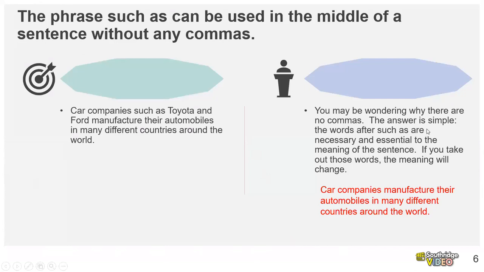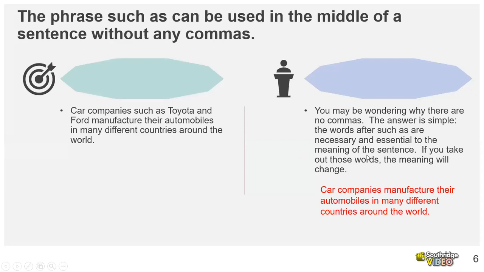Okay, here is the explanation. You may be wondering why there are no commas. Kenapa ini? Why are there no commas here? The answer is simple. The words after such as are necessary and essential to the meaning of the sentence. See, the words after such as. What are the words after such as? Toyota and Ford. Yes? They are necessary and essential, penting, right, to the meaning of the sentence.